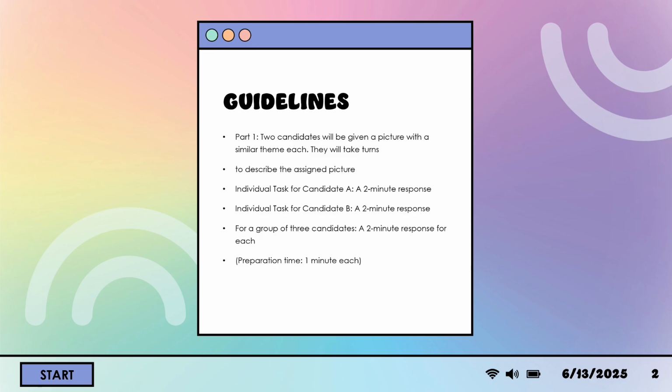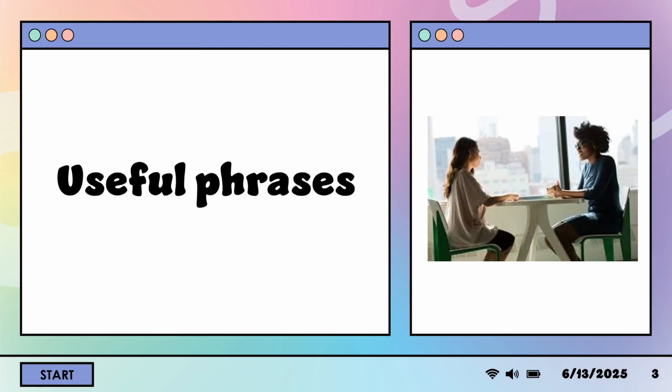Sometimes you might be in a group of 3, so all of you will get 2 minutes to talk about the picture, with 3 different pictures. What are some useful phrases that you can use while describing the picture? Because when you are doing this, you have to show off your vocabulary, what you know, what you see, and how you use the words that you have learned to describe the picture.